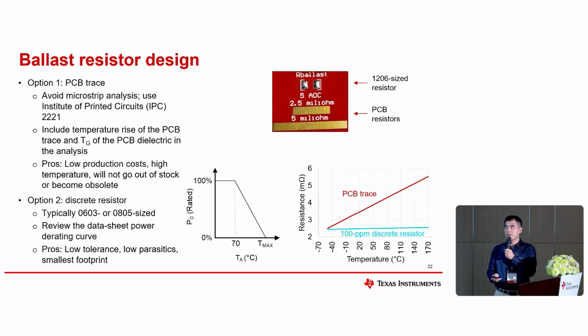Another option is a discrete resistor. We can use it in our applications very usually, but we need to add it. We also need to care about the derating for the resistor: as the temperature increases, the power dissipation rating is also derated.